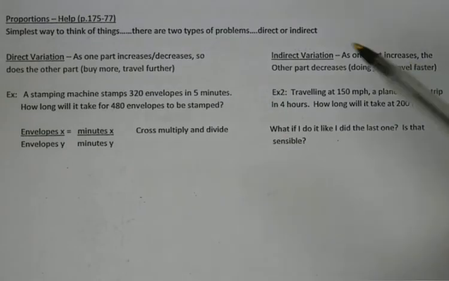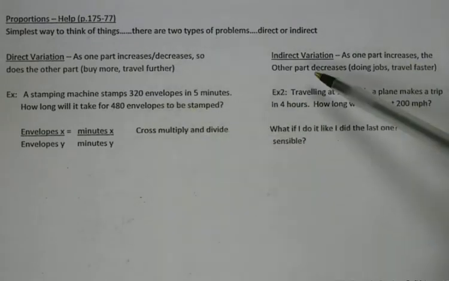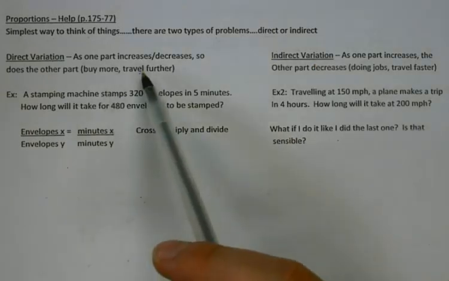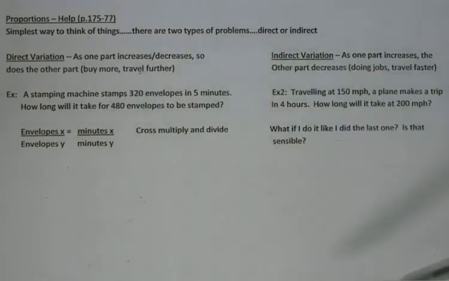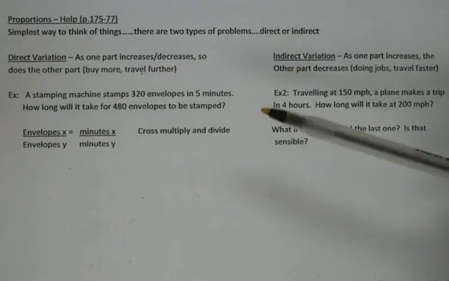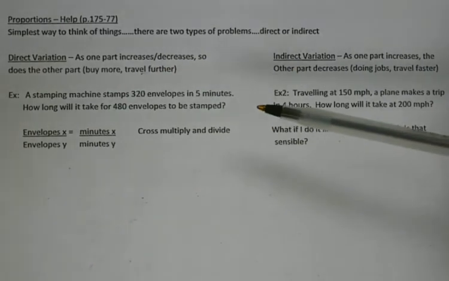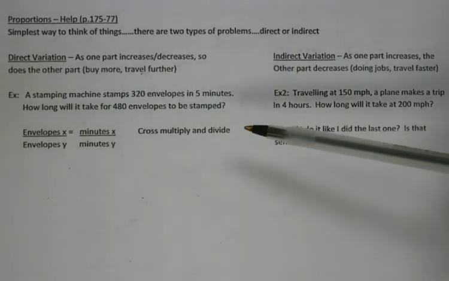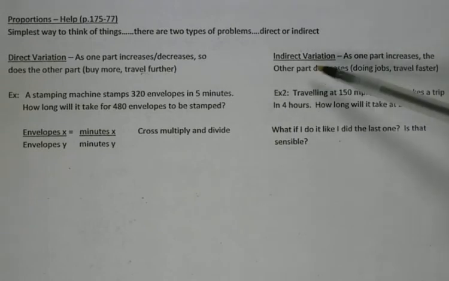Here's one of the things when we get into story problems that people have a big issue with, direct versus indirect variation. Direct variation is one part increases or decreases, so does the other. As I buy more, I spend more money. As I travel further, I use up more gas. You know, mileage goes up, the gas in my tank goes down. Versus indirect, whereas one part gets bigger, the other part gets smaller.